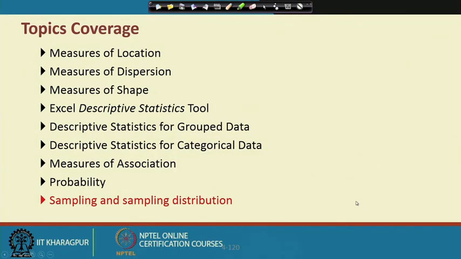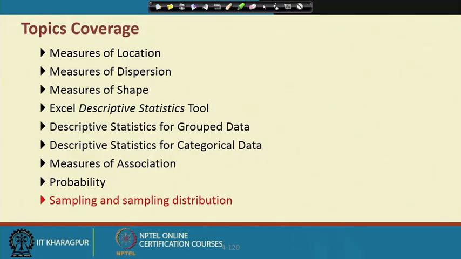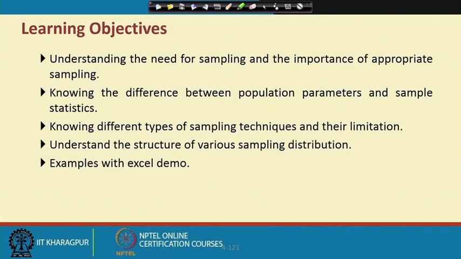In the last couple of lectures we have discussed various issues and requirements. In fact, we have discussed descriptive statistics, association statistics, the concept of probability and probability distributions. Now, connecting to all these lectures, we will discuss the concept called sampling distributions. So, sampling and sampling distribution. This is the objective behind this particular lecture.